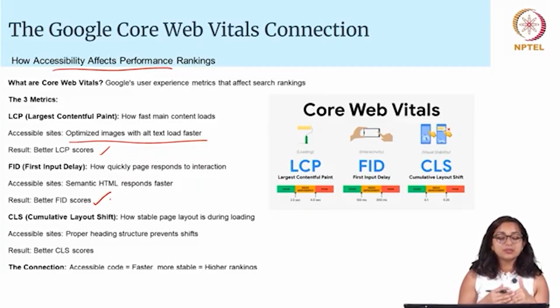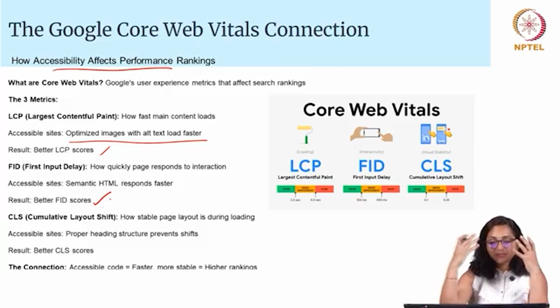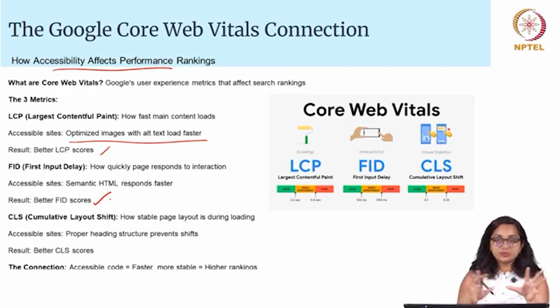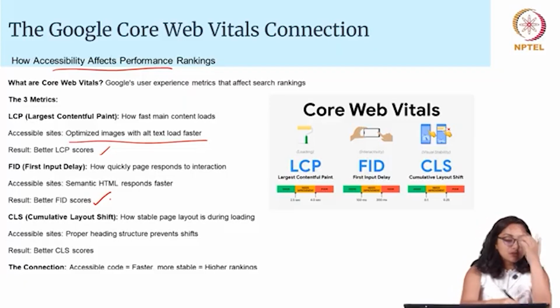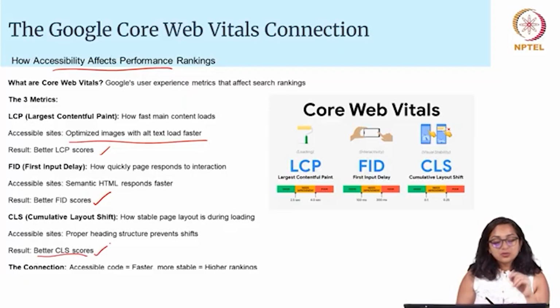Then the third metric is CLS, which is cumulative layout shift: how stable the page layout is during loading. If you load or reload, does the layout become fragmented? We might have seen it on some websites. Accessible websites are properly structured. The headings are structured and prevent shifts here and there. That results in better CLS scores. So, the connection is that accessible code equals faster, more stable web pages and thus higher rankings.